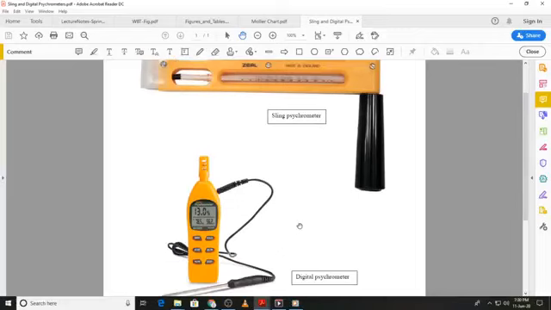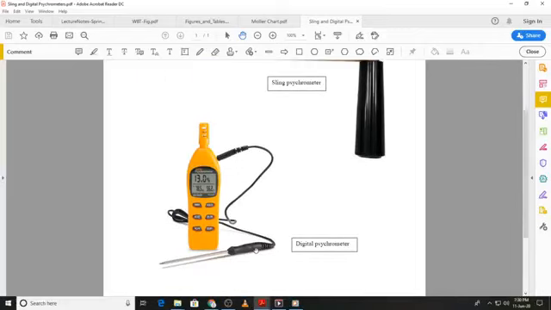The other is a digital psychrometer, which we are looking at over here. It has a display on which you can see various properties like relative humidity, dry bulb temperature, wet bulb temperature, dew point temperature, etc. And I will again show you a short video of this type of psychrometer. So let's start with the sling psychrometer.